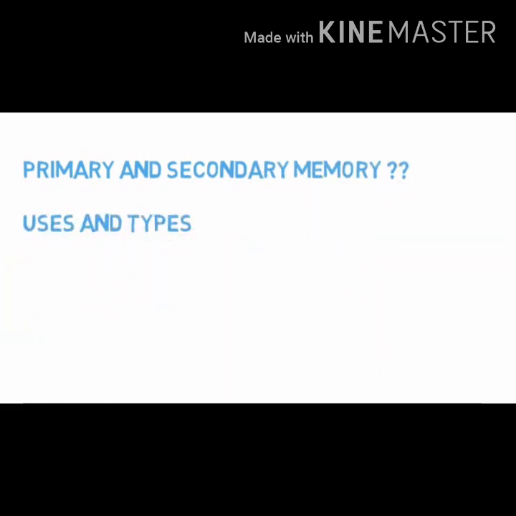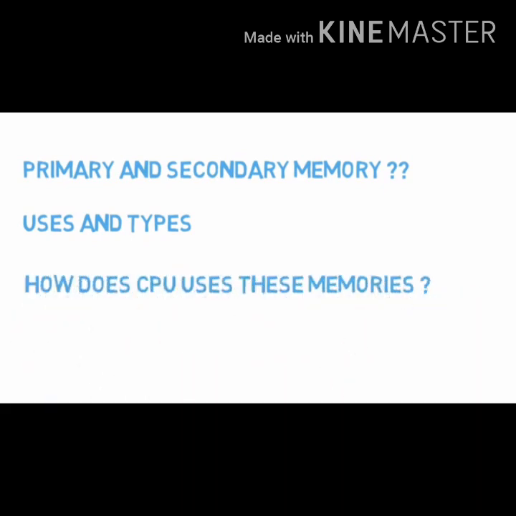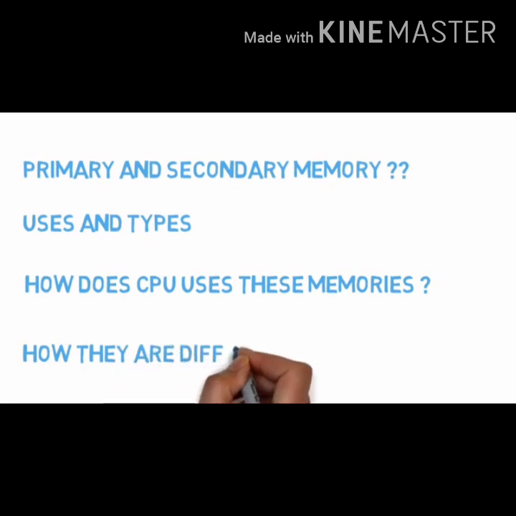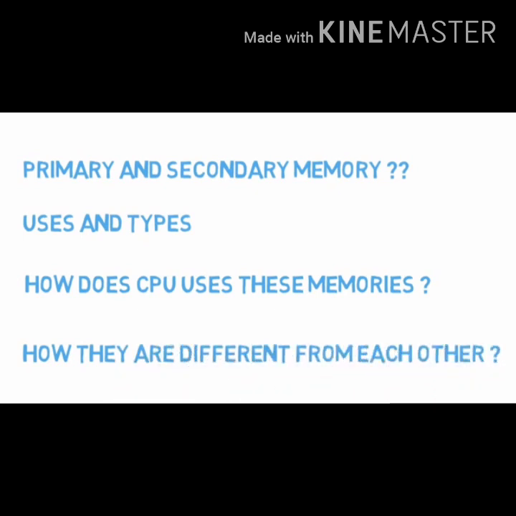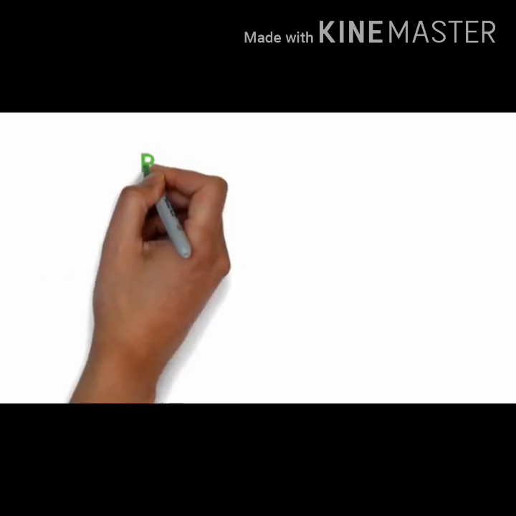And how does the CPU use these different types of memories like RAM, ROM and other storage devices? And also, how are these memories different from each other? Let's see. There are two types of memory in a computer: primary memory and secondary memory. Let's start with primary memory.